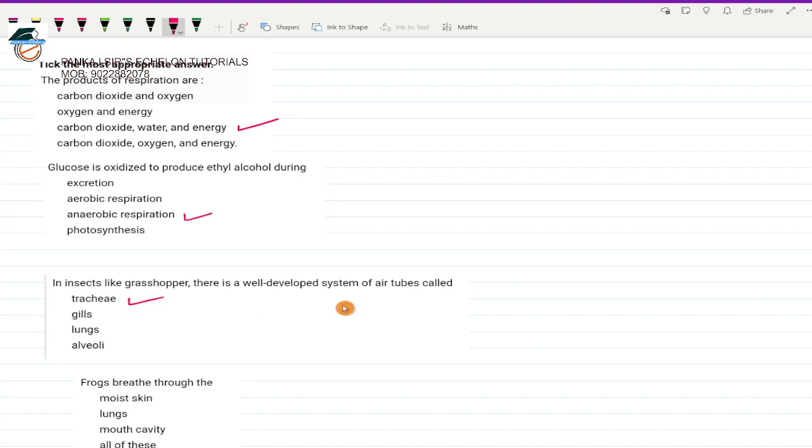Next question is, frogs breathe through: moist skin, lungs, mouth cavity, all of this. So the answer has to be all of this, because when it is on the land, it uses its mouth cavity and the lungs. When it is in the water, it uses its moist skin. So all of this has to be the answer for this particular question.